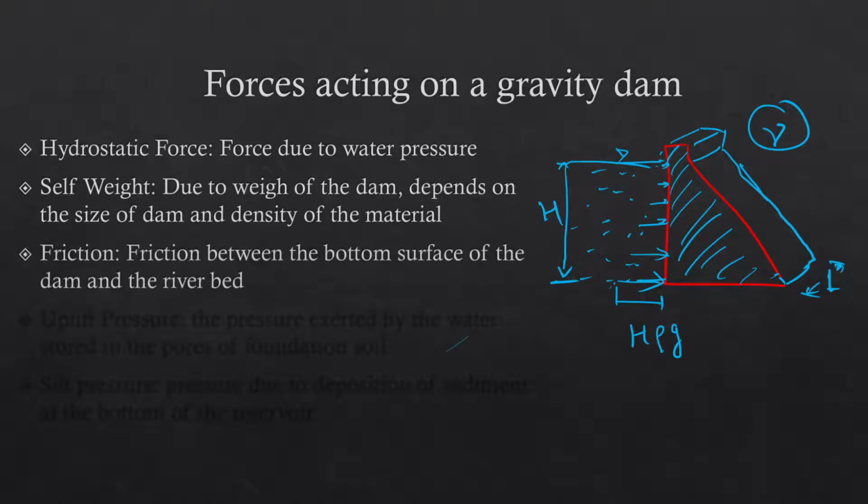Then friction is another force, which is actually not an external force exerted by anything. It is a resisting force against movement, which is, if this force is acting in this direction because of the hydrostatic force, then the surface, that is the river bed, will be exerting some friction on the bottom of the dam, and that frictional force provides the dam the stability against sliding. That means the sliding movement in this direction.